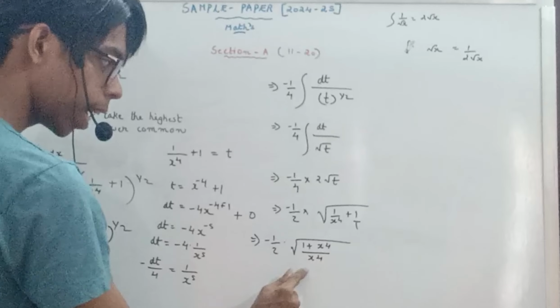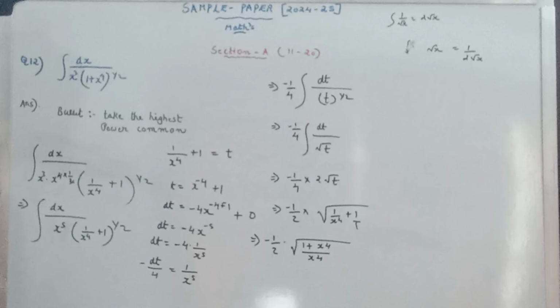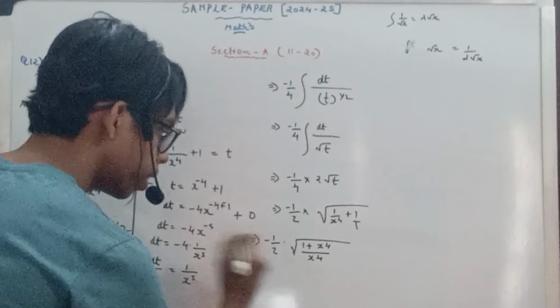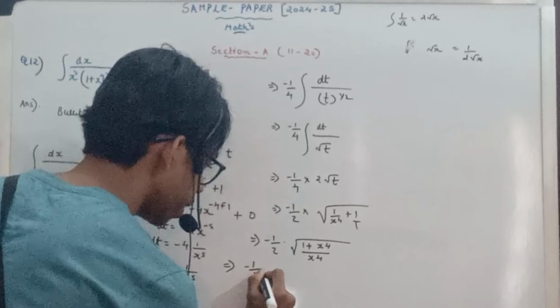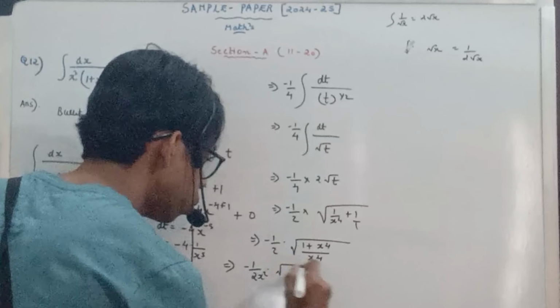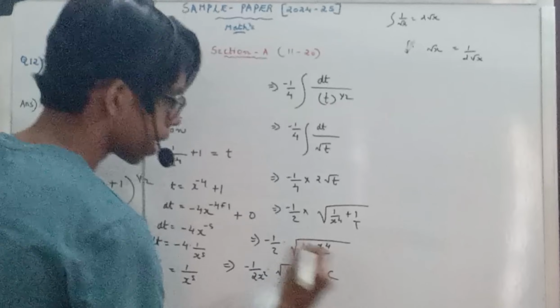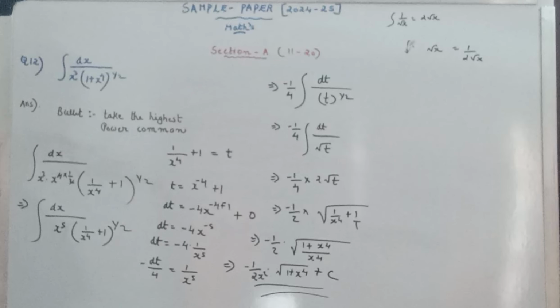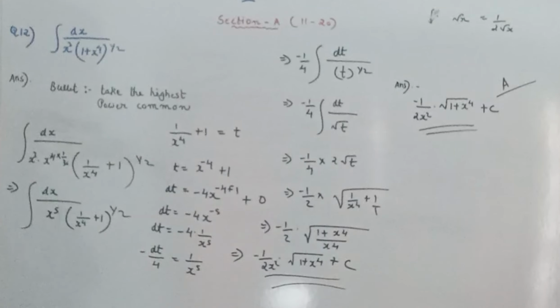Now if you see root of x raised to 4, we know that the square root of x raised to 4 will be x square. Okay, that means we can take it outside. So we will be getting minus 1 by 2, and from here we will be getting x square into root of 1 plus x raised to 4, plus c. Okay, that is minus 1 by 2 x square into root of 1 plus x raised to 4 plus c. Okay, check your options. Option A, that is minus 1 by 2 x square into root of 1 plus x raised to 4 plus c is the correct answer. Okay, so I hope it is clear.